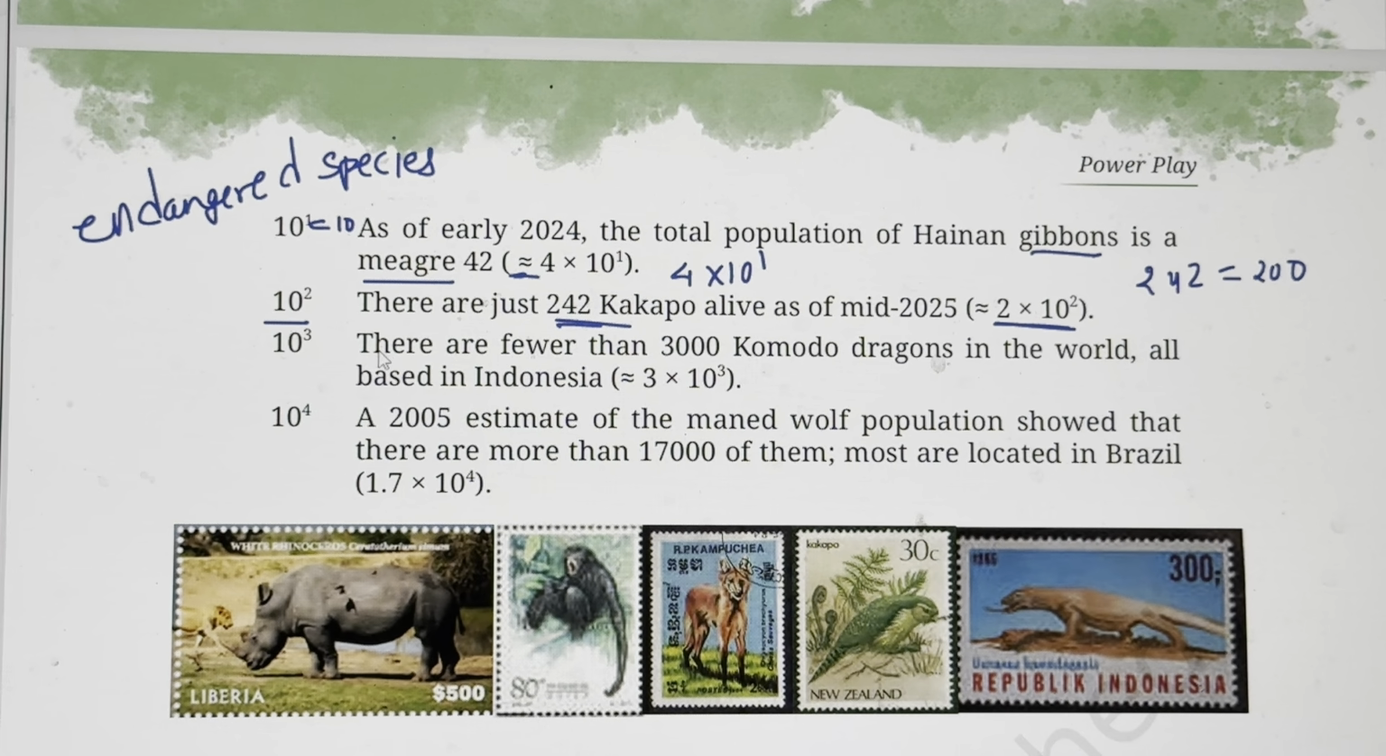10 cube, which is 1000. Initially, I'm telling you the meaning of 10 cube, that is power, that is 1000, so that you relate. So there are fewer than 3000 Komodo dragons in the world, all based in Indonesia. So they are found in Indonesia. So 3 into 1000, and 1000 means 10 cube, so it is written as 3 into 10 cube, right? Now 10 raised to 4.